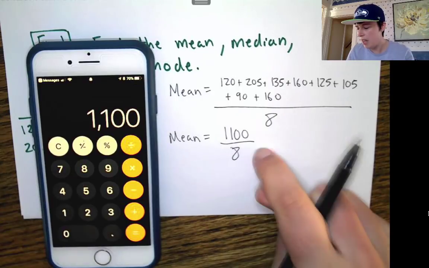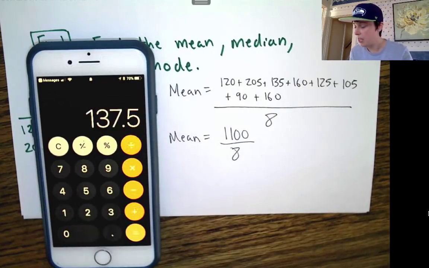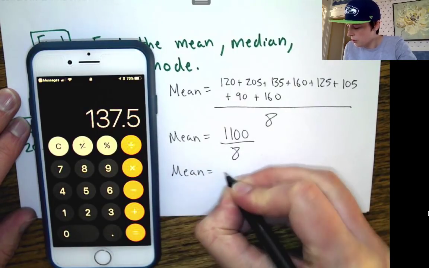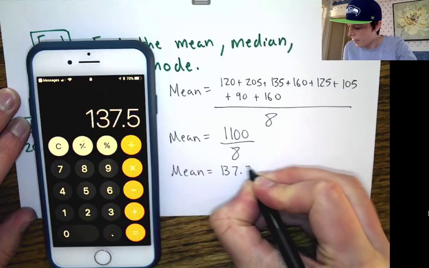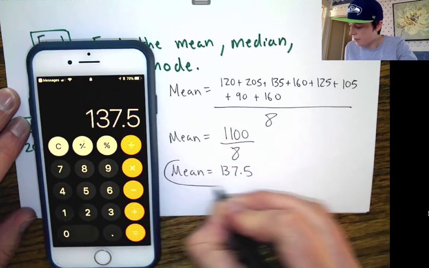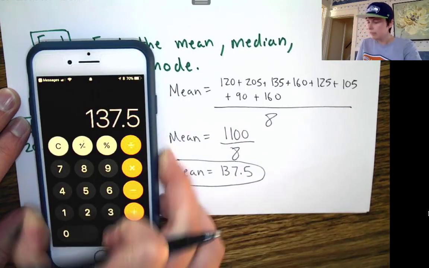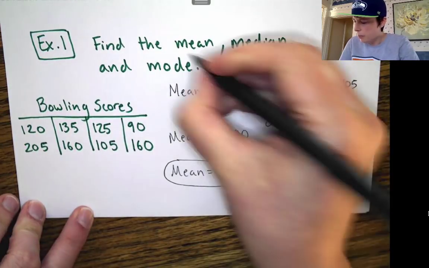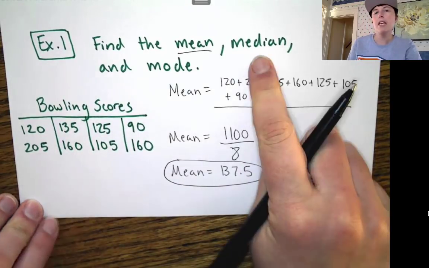Now we're going to divide this by 8. And we get, oh, there's an answer, 137.5. So our average score for these bowlers is 137.5 points. There's our average score. Okay, we got our first number. That takes care of this part, mean. Let's go find the median.